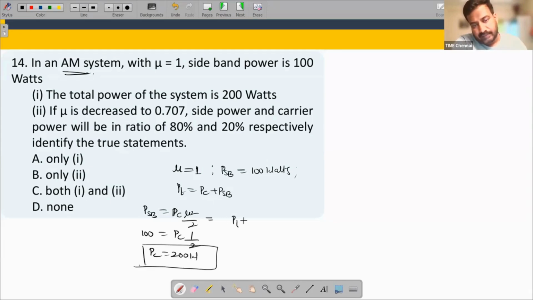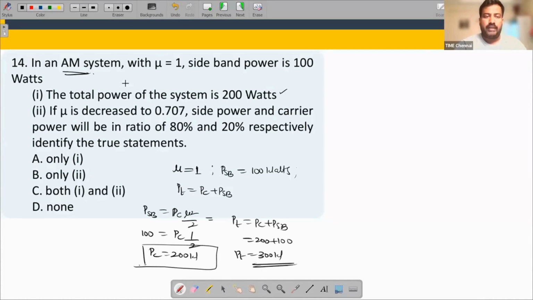Total power is carrier power plus sideband power. 200 plus 100. Total power is 300 watt. Given total power is 200. This 200 is not total power, but the carrier power actually. This is false.